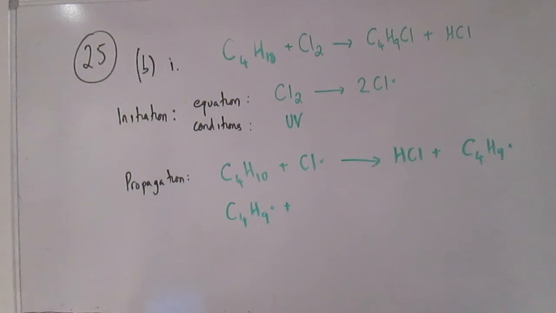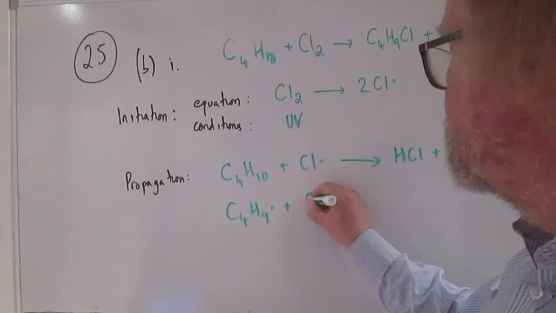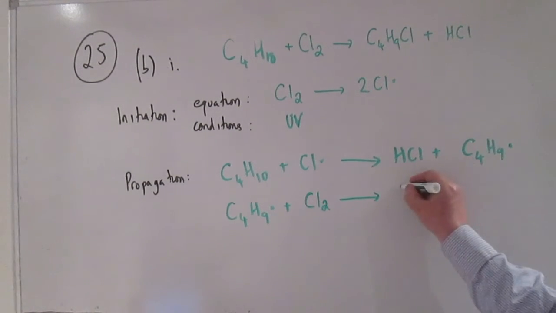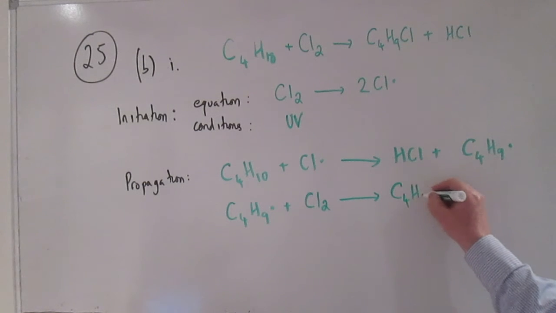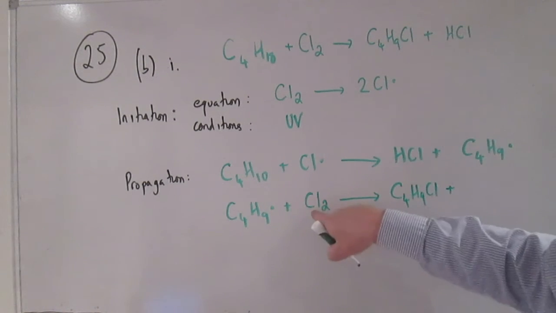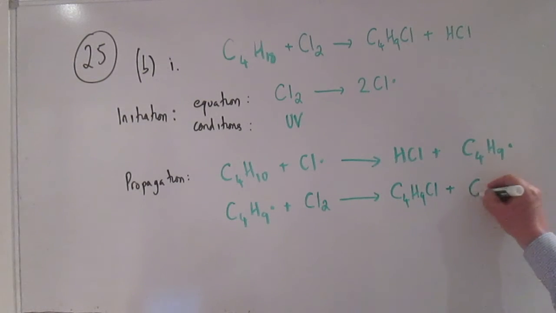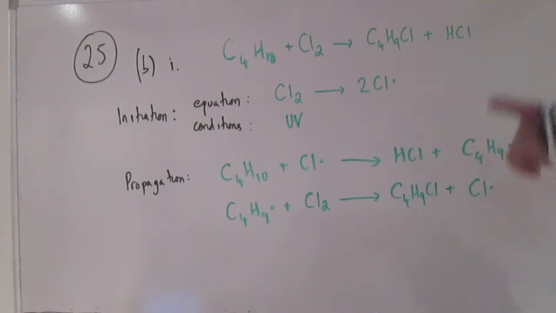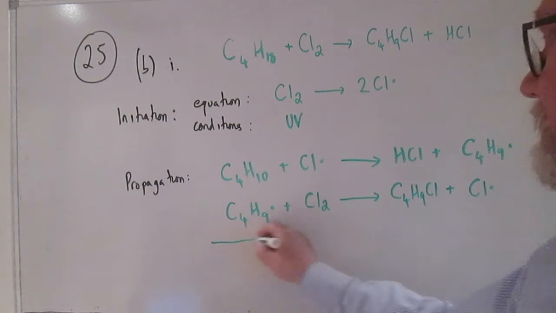And what it's going to do is again grab an atom out of what it bumps into, and if it bumps into a chlorine molecule, then you get this reaction. Gives you C4H9Cl, which is the other product of the reaction. And again, if it's taken one chlorine out of there, that will leave Cl dot behind. And that Cl dot then of course can go back into here, and so these two reactions can keep on following one another. So that's all you need to get the marks.